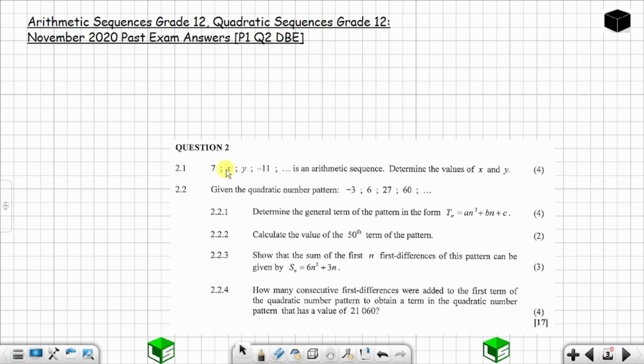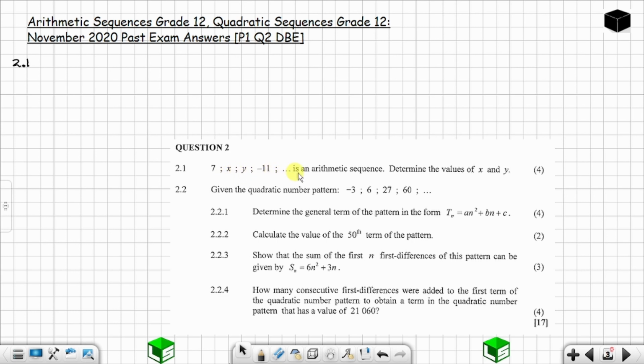So 2.1, this is an arithmetic sequence. We have x and y, and we need to find x and y. So we have 2 unknowns. If we have 2 unknowns, we need to create 2 different equations to solve for the 2 unknowns.